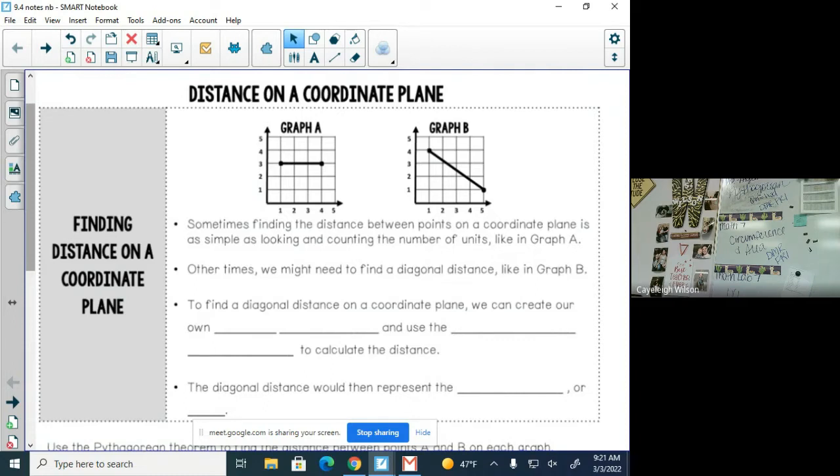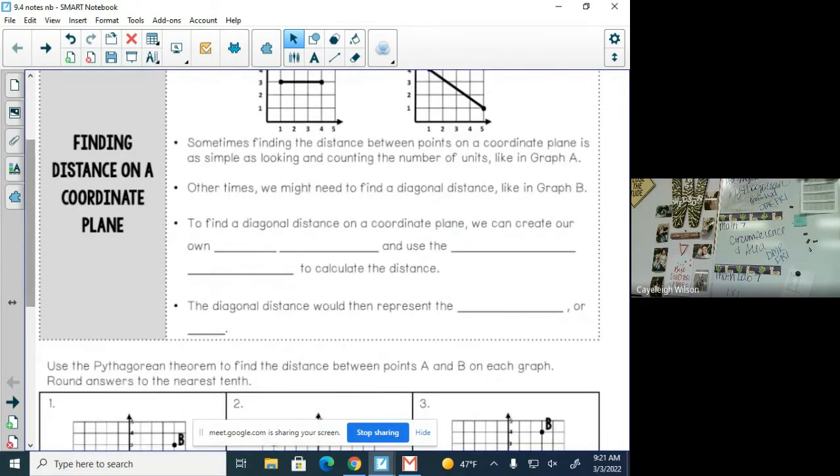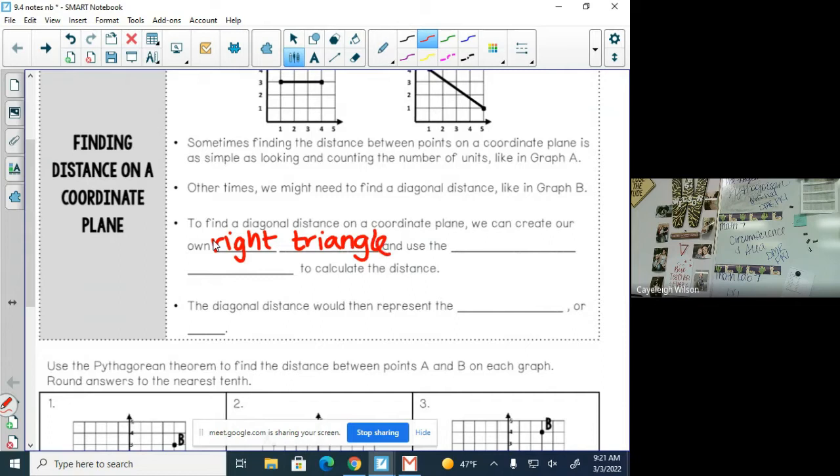The C, the hypotenuse. All right, so to find a diagonal distance on a coordinate plane, we create our own right triangle. And then we can use the Pythagorean theorem.